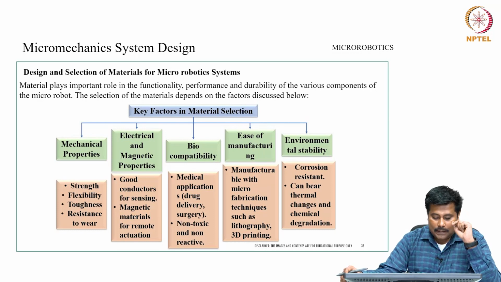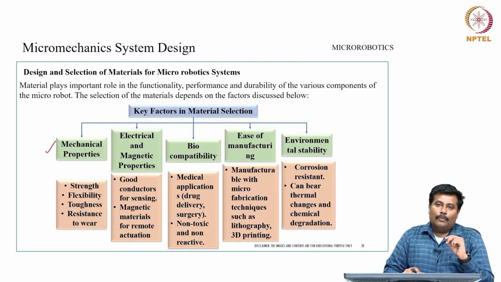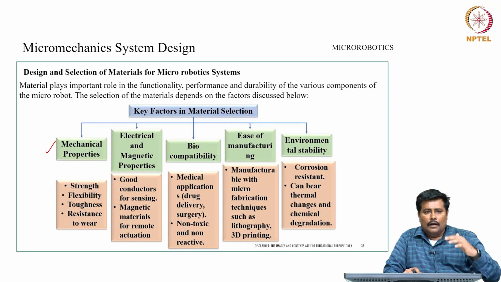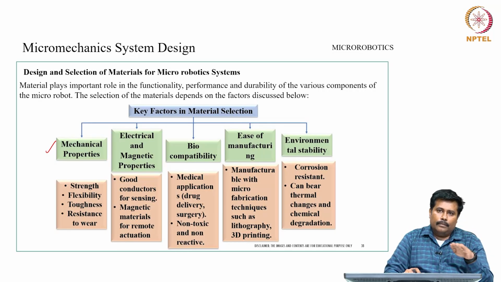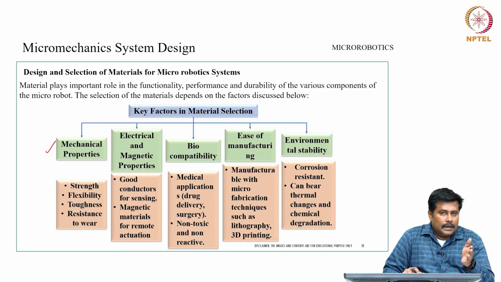A key factor in material selection is the mechanical property, which we are all well aware of. Whenever we design such a microrobotic system, we need to consider the strength of the system based on the actual functionality, and the flexibility of the system. In fact, we had also discussed flexible structures. In certain cases, we may need to go for flexible structures, and in certain cases, rigid structures, based on the requirement. Then toughness plays a vital role, and resistance to wear also plays a vital role.